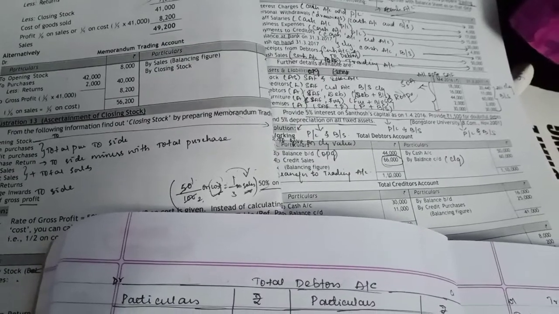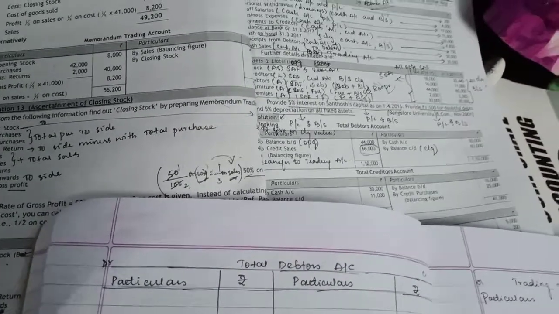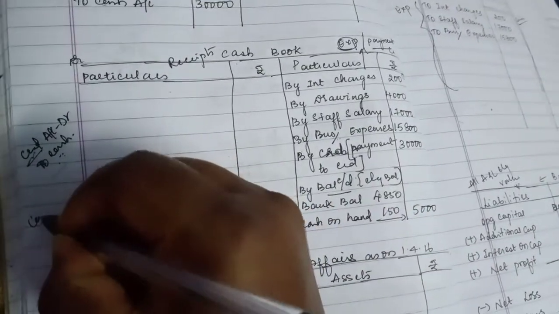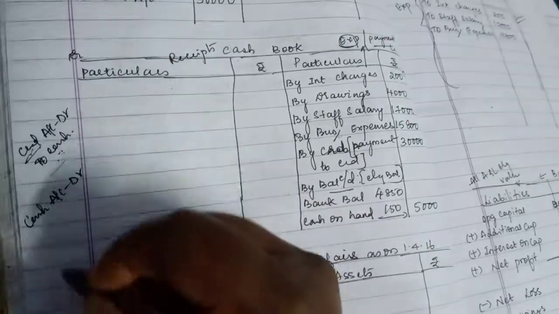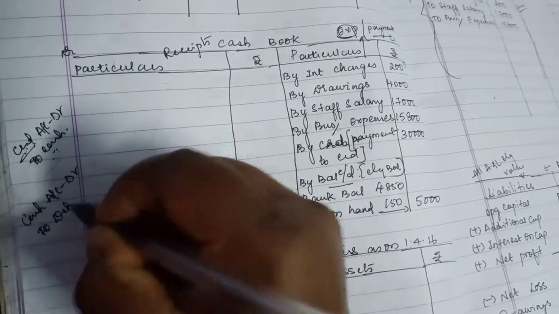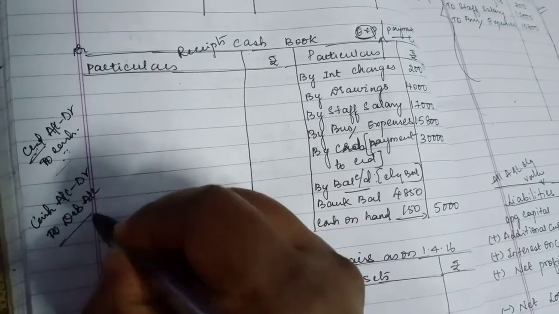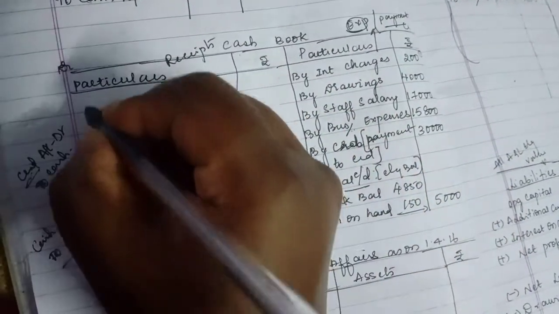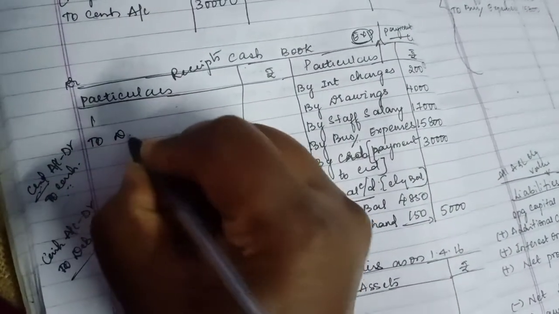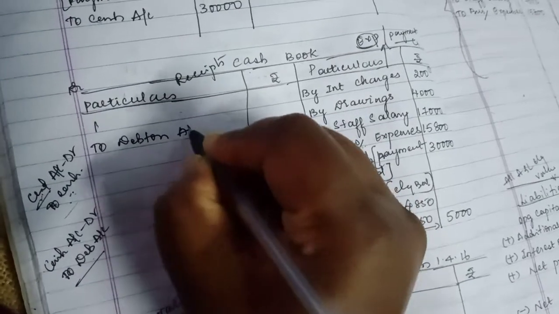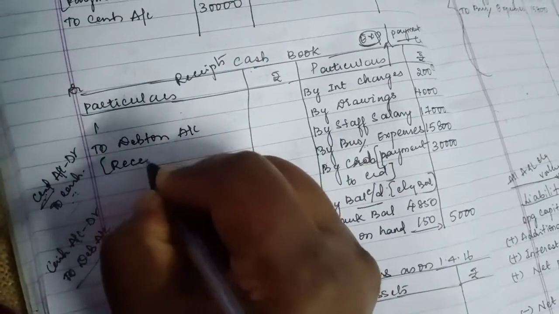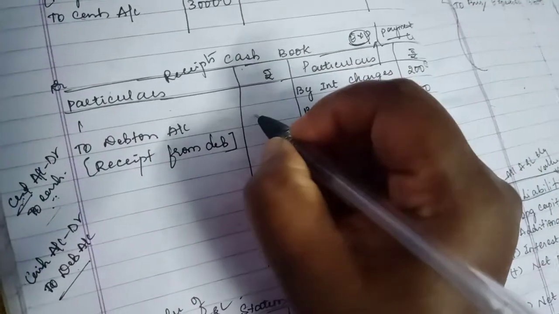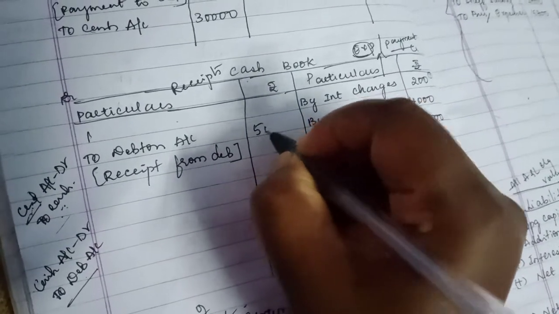Okay, next you have debtors, receipt from debtors. What is the meaning of receipt? You are receiving. So from whom are you receiving? From the debtors. So when you receive, what is coming inside? Cash is coming inside, right? So cash account debit. From whom did you receive? From the debtor. So you will write to debtors account. In cash account you will mention debtors name. In debtors account you should mention cash name. So in cash account I will write here to debtors account. Receipt from debtors, the amount is 50,000.